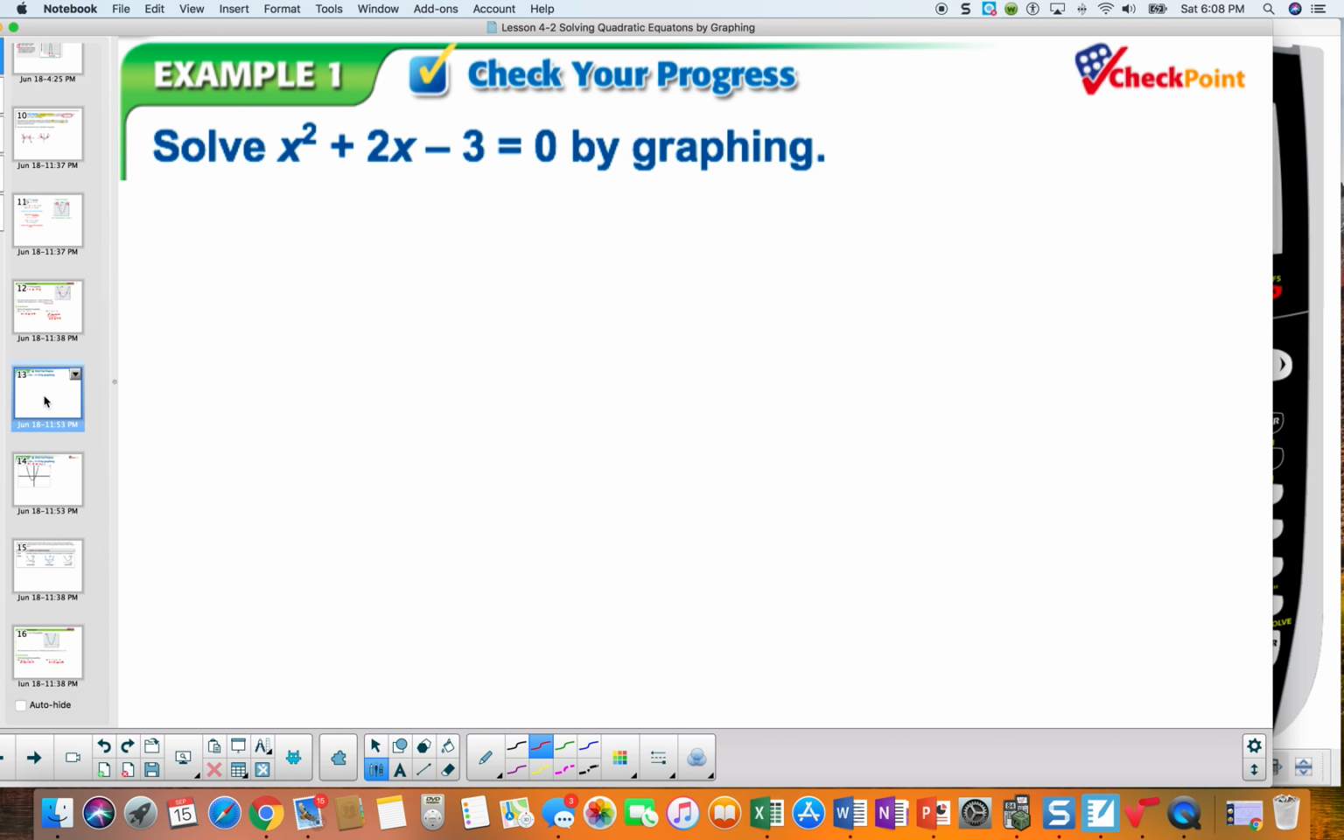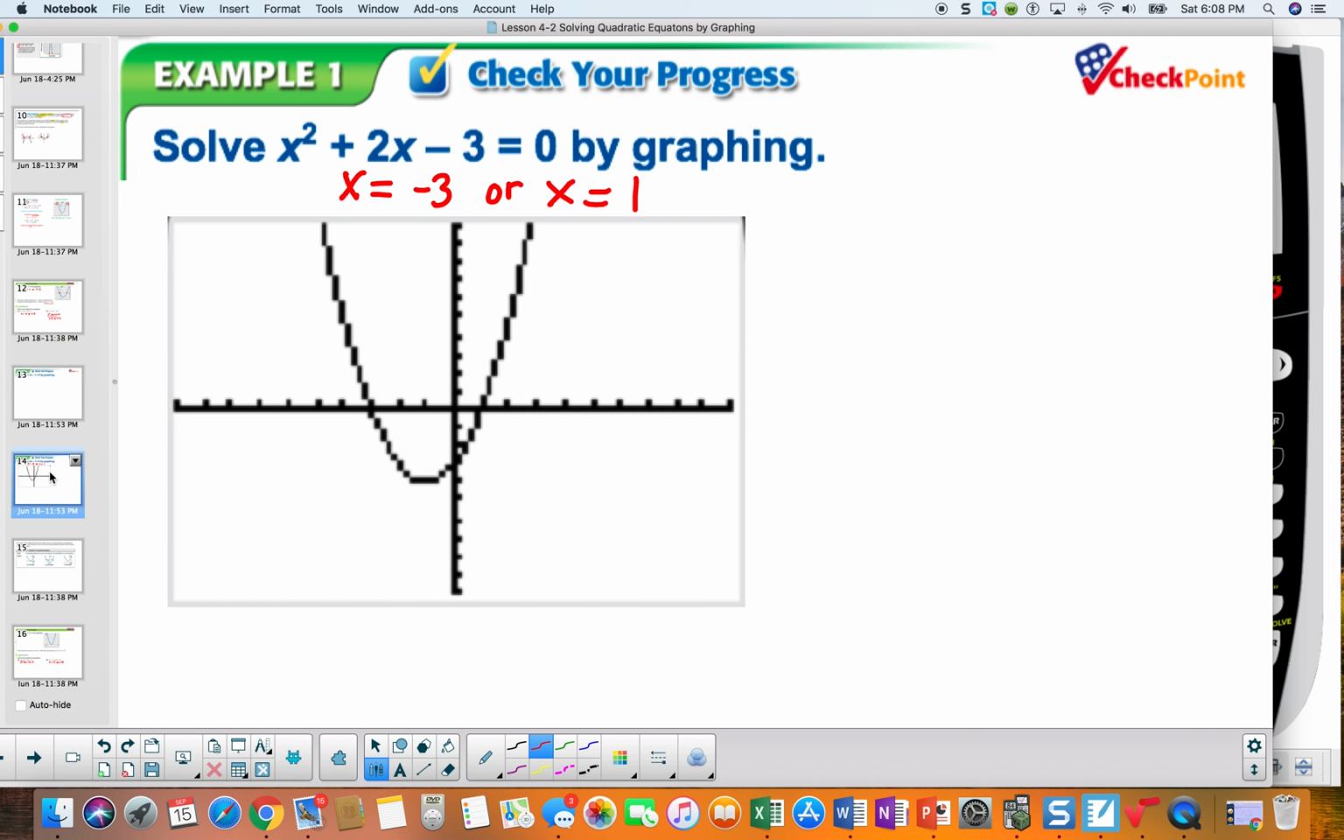Your turn. Stop the screencast and see what you can do. And here is the answer.